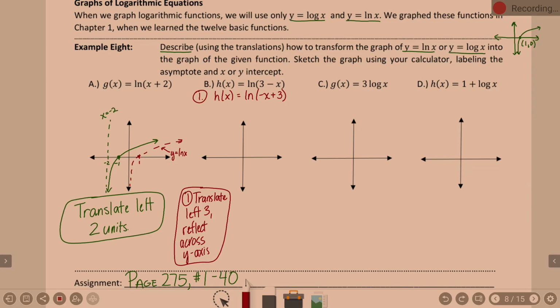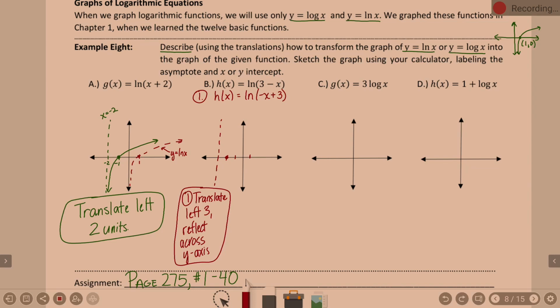Now, if we look at this, we're going to translate left 3. So what's that mean? Go -3. I wasn't going to draw the original this time. Your asymptote would be -3, and your intercept would be -2. That's the left 3. What does reflecting across the y-axis do? It makes it go positive, to the right.